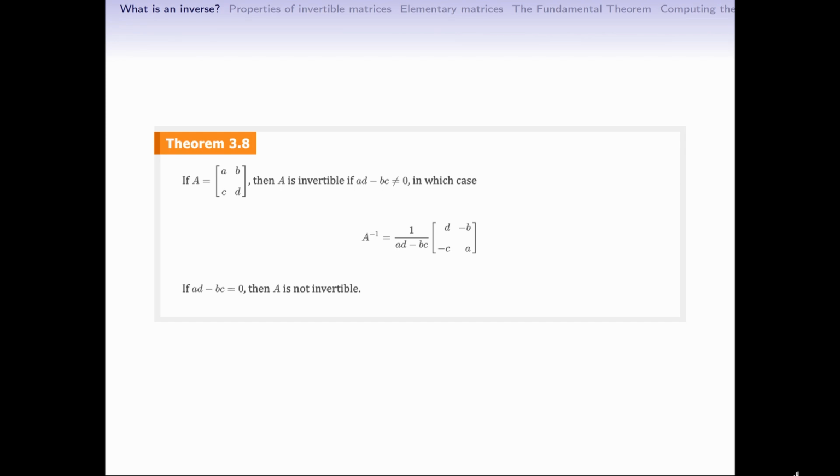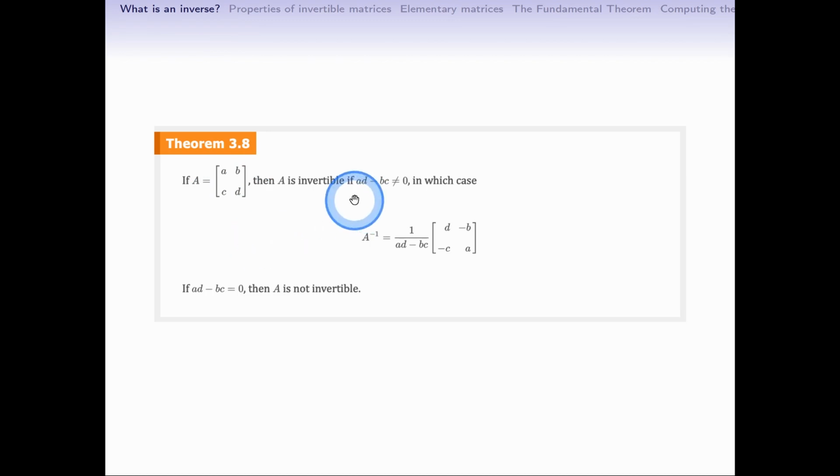Our previous result, theorem 3.7, is only helpful if it's easy to find the inverse of a matrix, and in general, that's not true. However, it is easy to find the inverse of a 2 by 2 matrix, and that's what's being addressed here in theorem 3.8. So theorem 3.8 says, suppose you have a 2 by 2 matrix A with entries a, b, c, and d. Then A is invertible if ad minus bc does not equal 0.